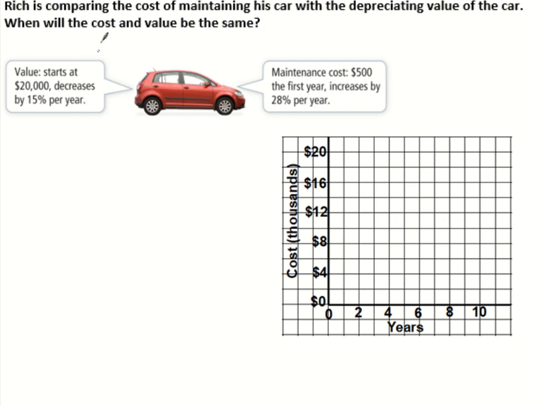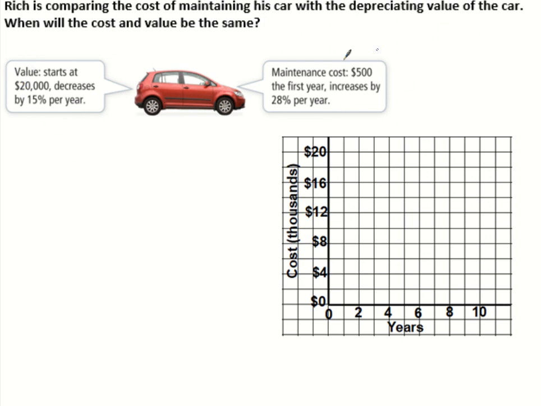So we're comparing the cost of maintaining the car with the depreciating value of the car. These are 2 different functions. This is an exponential growth function of how much money he's spending. This is an exponential decay function of the value of the car decreasing.